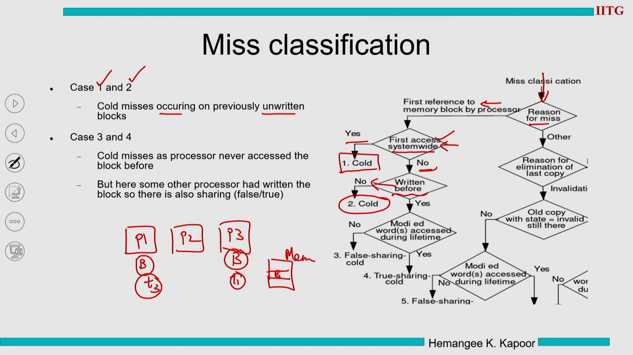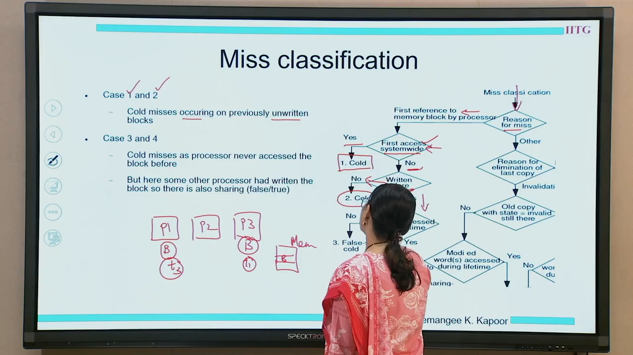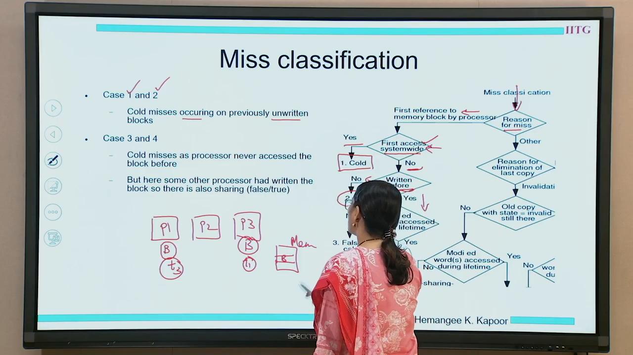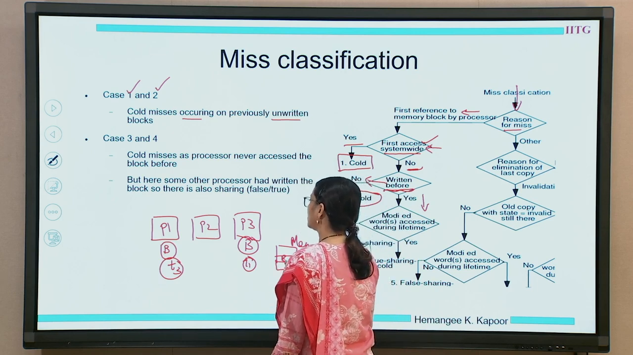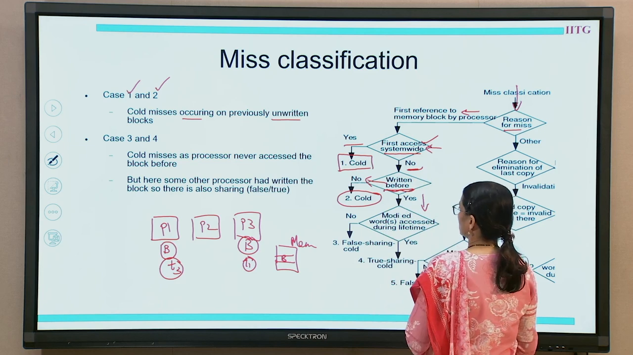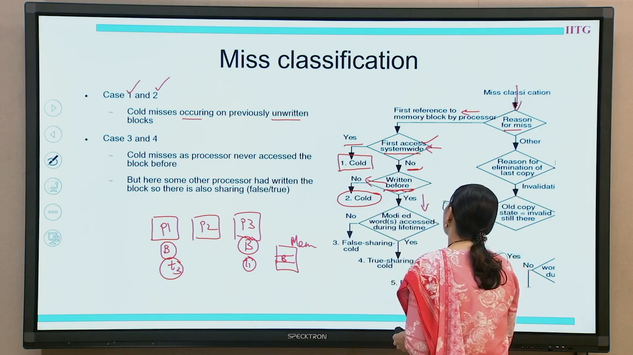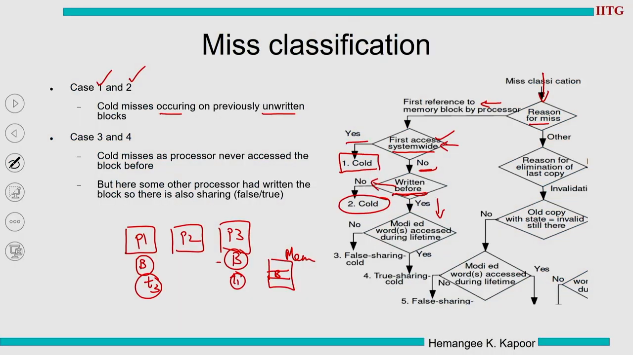Then case 3. Coming back to the flowchart, we'll move on to this third decision box. Suppose P3 had changed B. From here I'm going this direction. Written before? Yes, that is, P3 had loaded this block B and changed it. When P1 incurs a miss, you will say, yes, it is a cold miss. Why new names? Because P1's cold miss also comes with more adjectives: since P3 had changed it, P1 is kind of going in the coherence miss path and getting the freshly written data from P3. So P3's data will be provided to P1 on its cold miss.